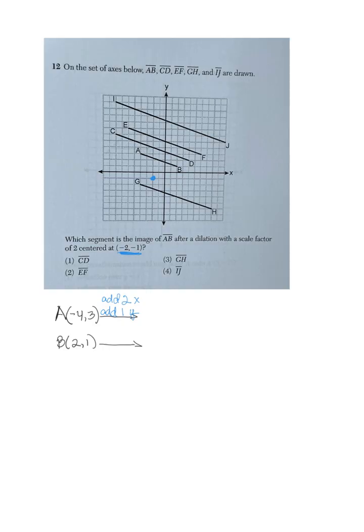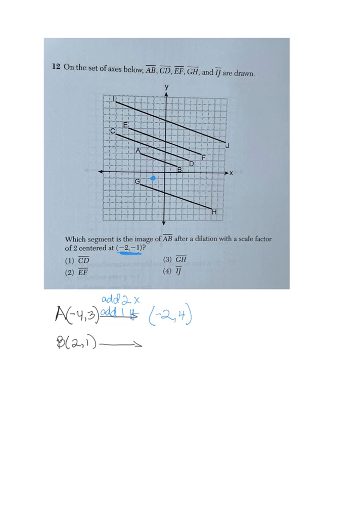So let's do this. I'm going to add 2 to this, so -4 plus 2. And when I do that, -4 plus 2 is -2. And then I'm going to do the same thing. I'm going to add 1 to the y value. So I'm going to add 1 to that 3, which is going to give me 4. Now this is not our answer. It's just like a little procedure that tends to work.